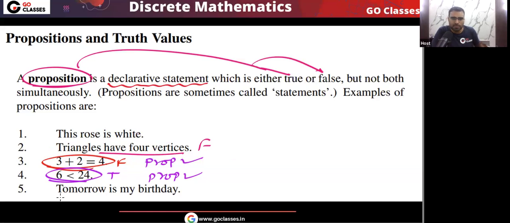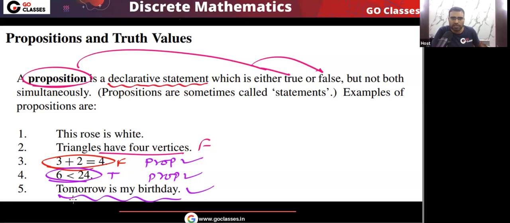You can see, tomorrow is my birthday. This is also a proposition, because this is a declarative statement. It declares a fact. What is the fact? That tomorrow is my birthday. So this is a declarative statement. And for anyone, if you fix a person at any particular point of time, you can see this will be either true or false.